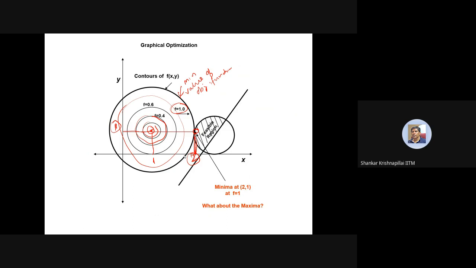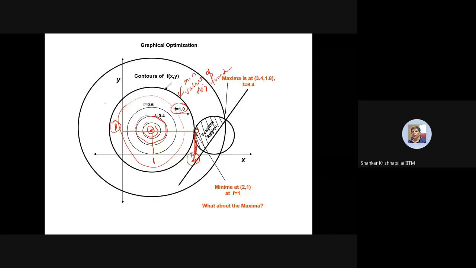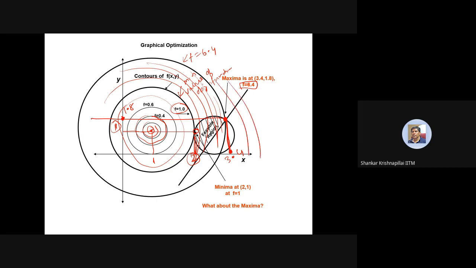What is the maximum? You can draw further contours like this. All these contours will have larger values. The largest value of the objective function which just touches the feasible region is f equal to 6.4. This contour f equal to 6.4 just touches the outer limit of the feasible region. And this value of x is 3.4 and this value of y is 1.8.